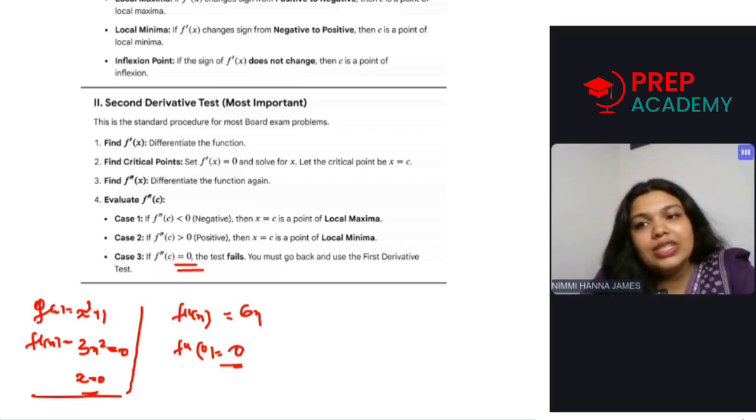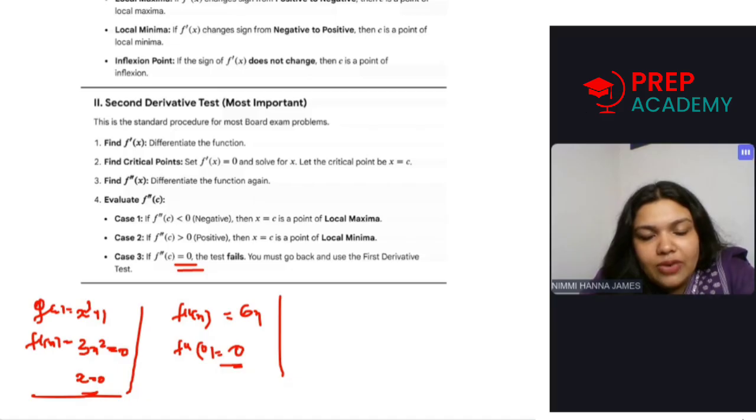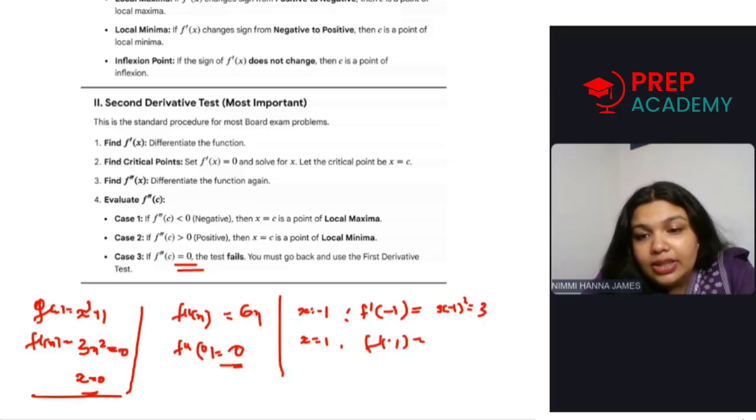Okay, if it changes the sign. So we take a point to the left, that is x equal to -1. f dash of -1 is 3 into -1 the whole square, that is 3. And at x equal to 1, f dash of 1 is 3 into 1 the whole square, that is also 3.